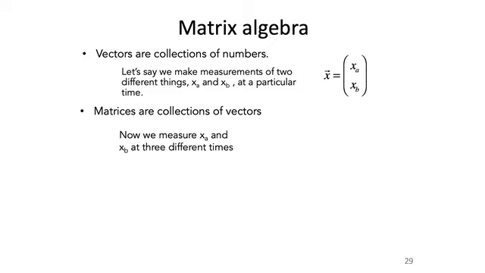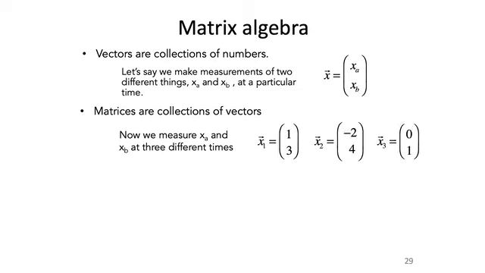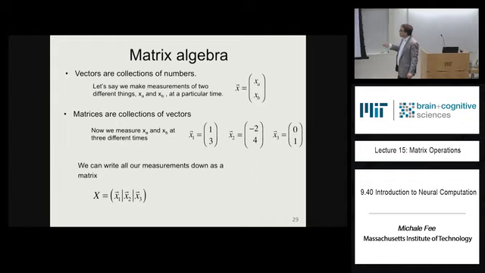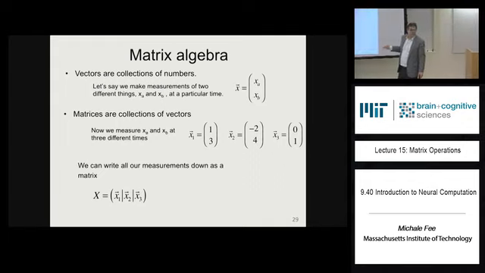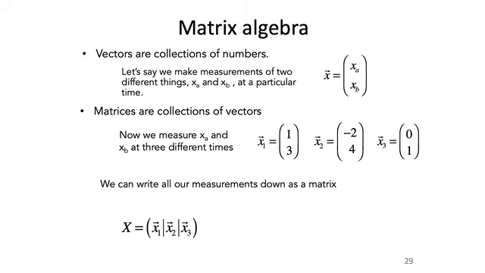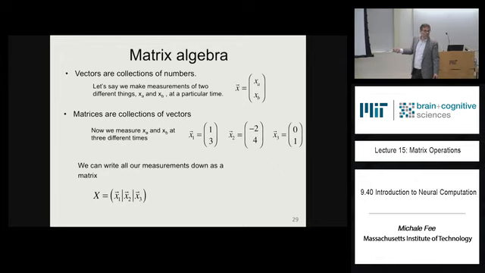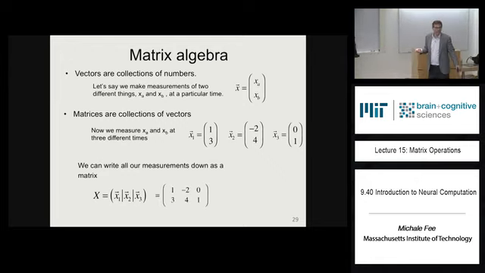So let's say we take those two measurements at 3 different times. So now we have a vector 1, a vector 2, and a vector 3 that measure those two quantities at 3 different times. All right, so we can now write all of those measurements down as a matrix, where we collect each one of those vectors as a column in our matrix, like that. Any questions about that?